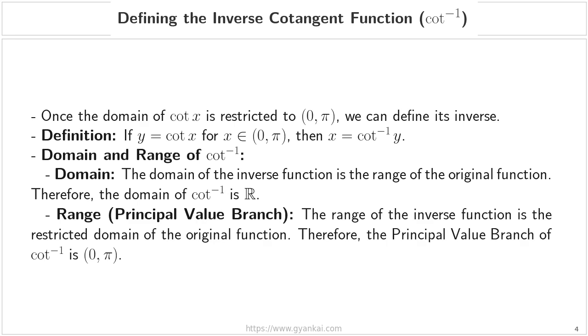Similarly, the range of the inverse function is the restricted domain we chose for the original function. This means the range, which we refer to as the principal value branch of the inverse cotangent function, is the open interval from 0 to π.